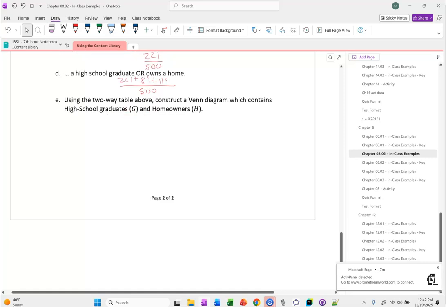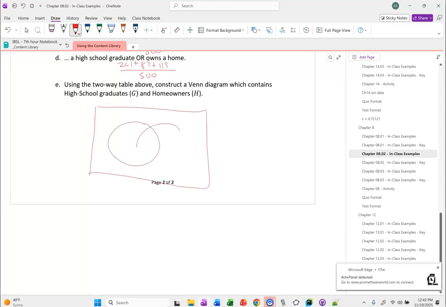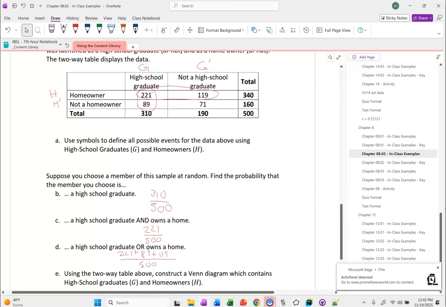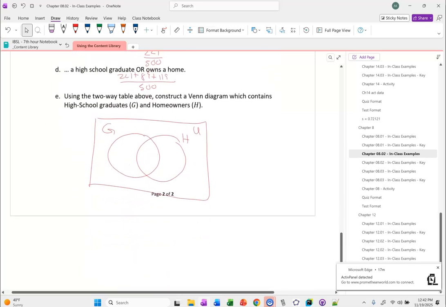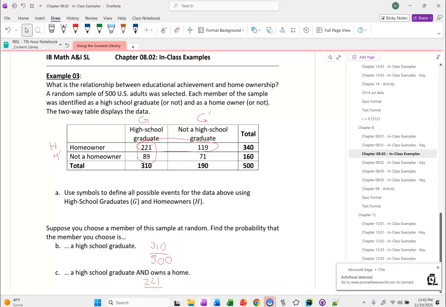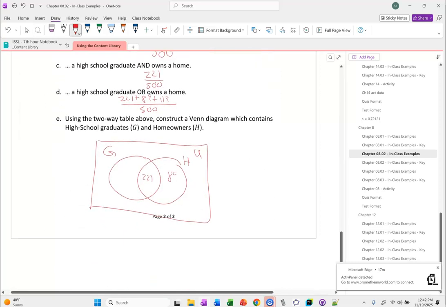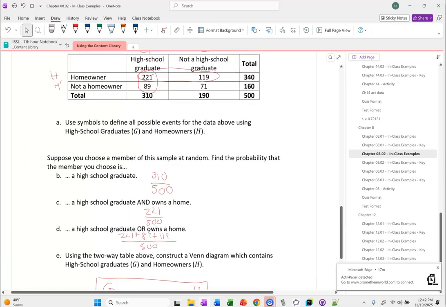Using the two-way table above, construct the Venn diagram, which contains graduates and homeowners. Okay, where does the 221 go? In the middle. In the intersection. Where does the 89 go? Show us some high school graduate part. Okay, and H not G is here. Where does the 119 go?